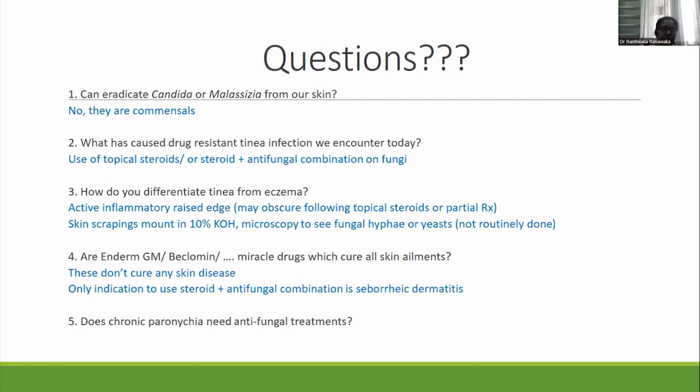Right? Fifth one, does chronic paronychia need antifungal treatments?